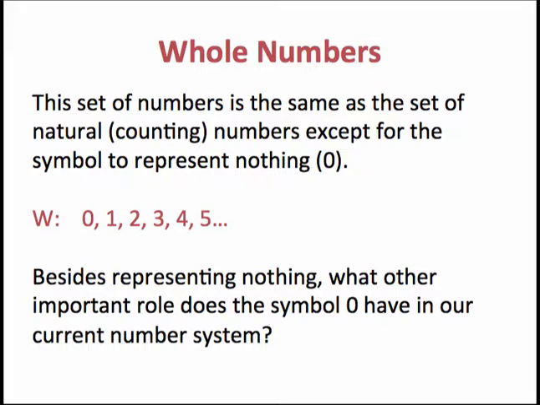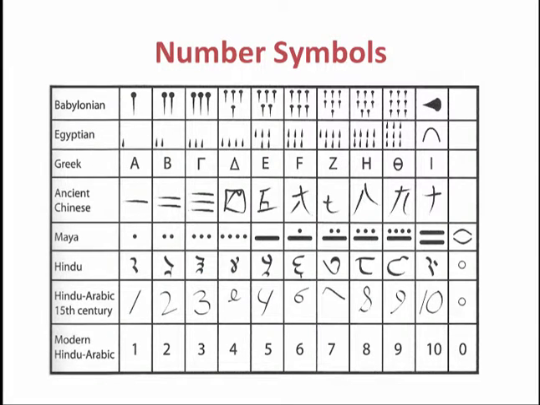Now, 0 obviously represents nothing, but it also is very important in our modern number system because it acts as a placeholder. It allows us to tell the difference between 101, 110, and the number 11. It allows us to have the difference between the tens, the ones, and the thousands place. Now, as our number system continued to grow, so too did culture.